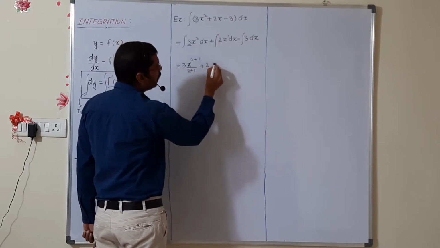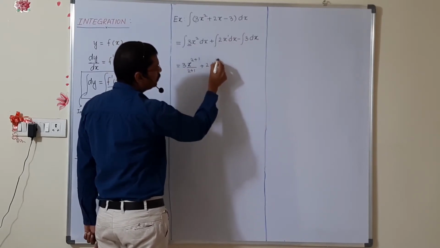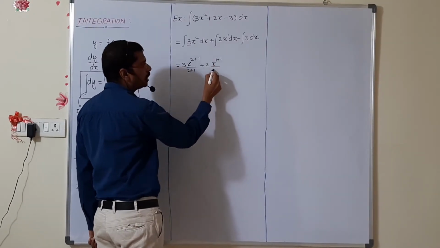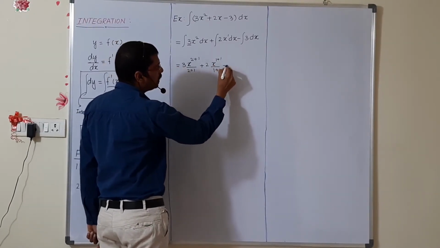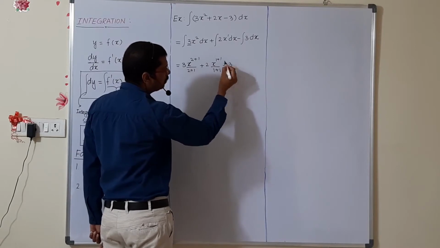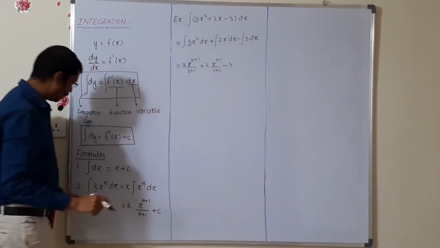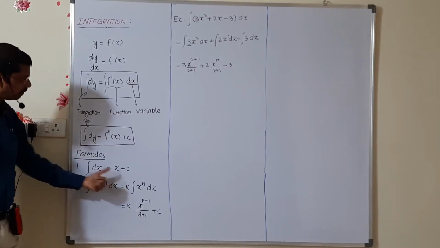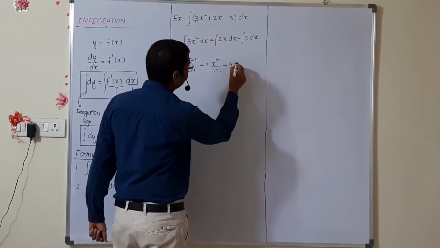That 1 plus 1. Whatever the power is there, you should write in the denominator. Minus is a minus, 3 is a constant, you take 3. Integration of dx: if you take the 3 as common, whatever the integration of dx is, that value is x. You write it as x.